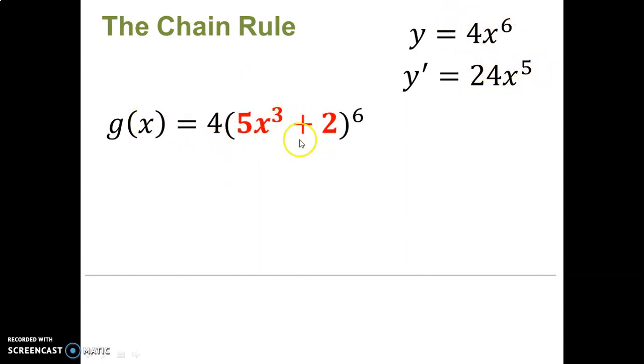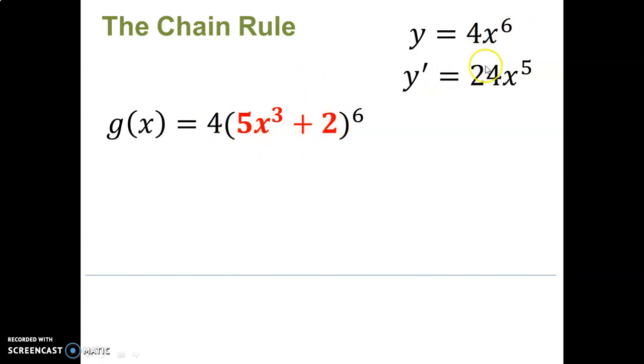So here we have a function that looks kind of like this one. Notice we have 4 times the function to the 6th power. Here it's 4x to the 6th, but now the x in here has been replaced by a function. So there's a function within a function. This one has a function in there.